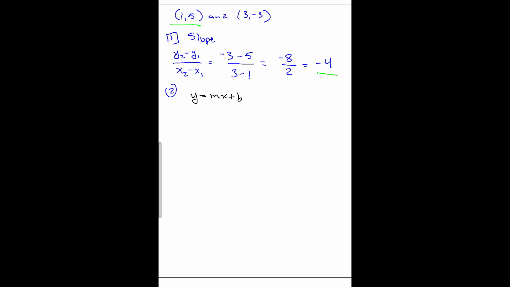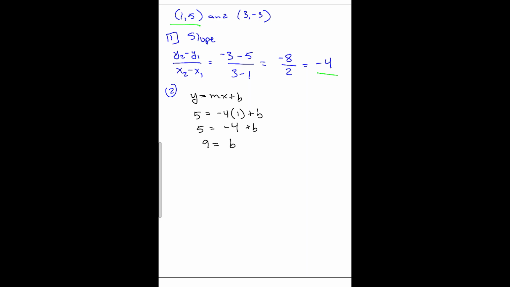So if we do it this way, we take our y and our x, which comes from our ordered pair. So we have 5 equals your slope, which is negative 4, times your x value of the ordered pair, which is 1, plus b, and that's what we're trying to find as our b value. So when we go ahead and solve for b, 4 times negative 1, well, that gets us a negative 4 plus b. Add 4 to both sides, we get 9 equals b.